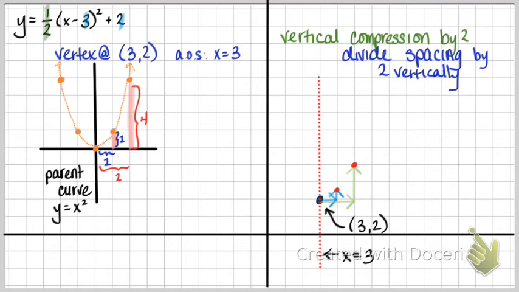That first point is 1 unit away. I'll go 1 unit to the other side. The second point is 2 units away. I'll go 2 units to the other side of my axis. Symmetry is important here. Symmetry makes us efficient here. Now I draw my smooth curve.